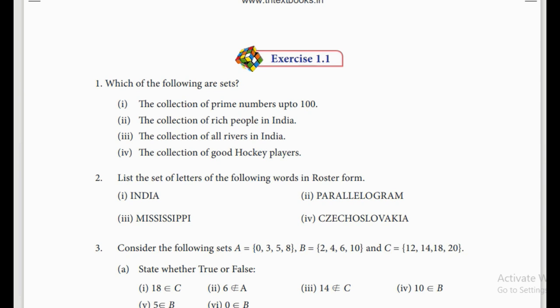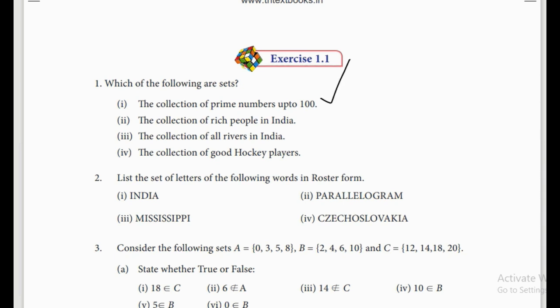So, the collection of prime numbers up to 100. Is it a set? Tell me, is it a set? Yes, it is a set because it is well-defined. They given the number should be a prime number. So, it is well-defined. So, we can say it is a set.